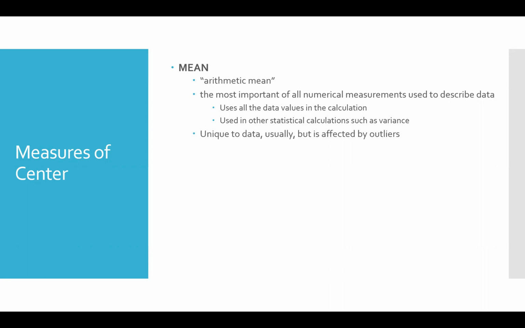The mean is unique to that data set, but it also is influenced by outliers. If you have a lot of data values that don't seem to fit, it can cause your average to be inflated or deflated, to be higher or lower than it really is. And so you have to be careful about that.